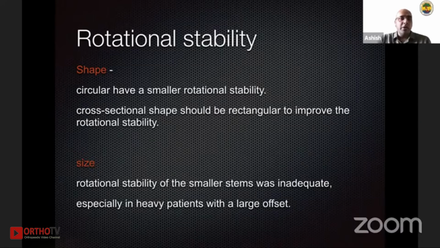It improves the rotational stability. Bigger the stem in the metaphysis and thicker the stem in the metaphysis also gives you a good rotational stability. If the horizontal offset of the stem is large, then there is a lot of torque on the stem, and therefore you require a stronger stem over there. So then it will not have any problems. So the larger the mantle and the smaller the stems, the rotationally there is a problem. So we'll see in the subsequent slide what happened to these stems.